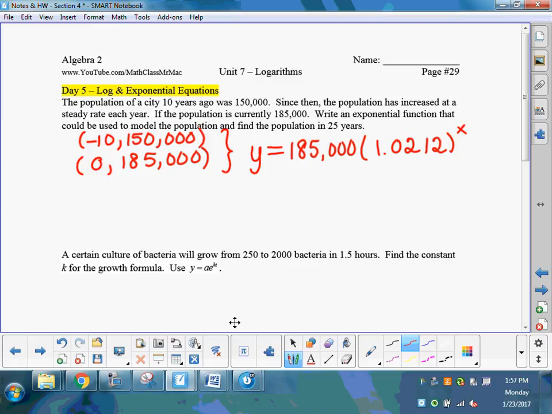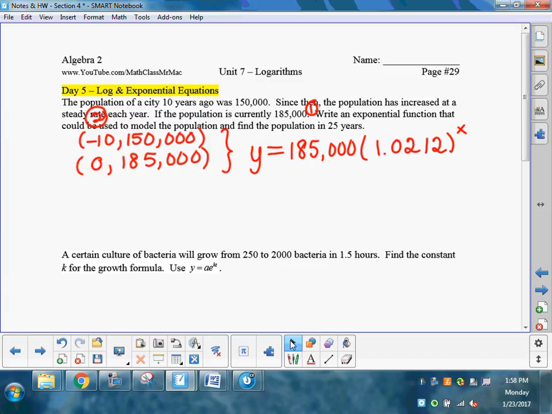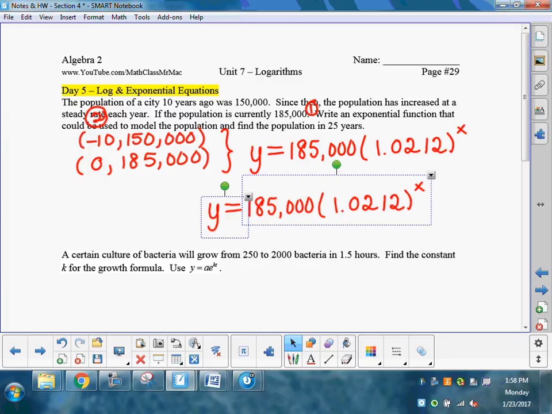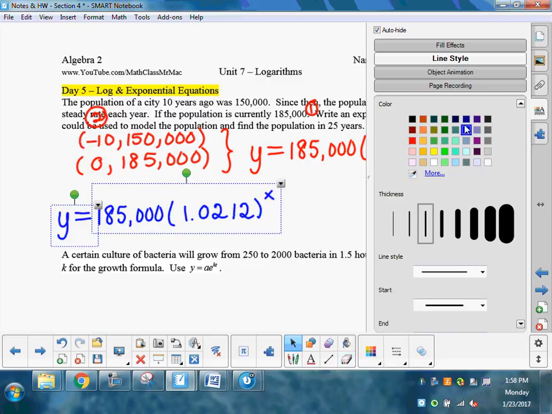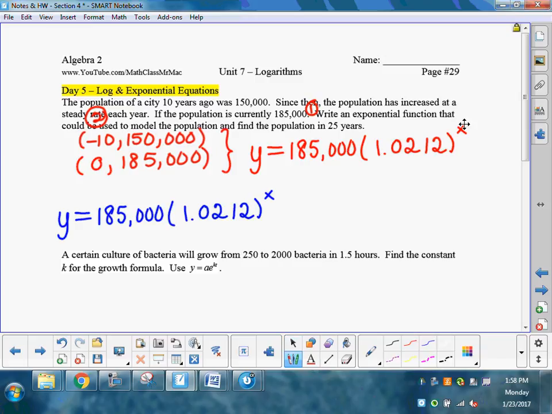What do we need to do now? We wrote the exponential function, so that's one. We have to use it to find the population in 25 years. So, Felix, what do I still need to do? Plug in 25 for the what? There you go. Now, make your replacement in. And Felix, what do you think about people who don't show the replacement? Would you be friends with someone that doesn't show the substitution in? No.